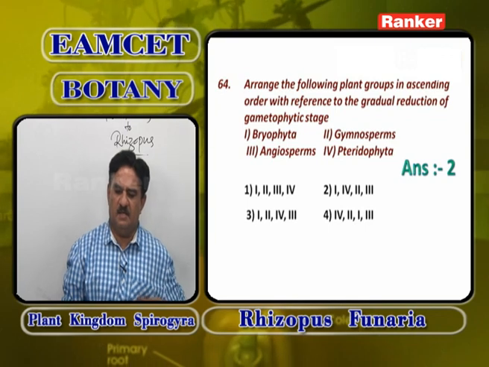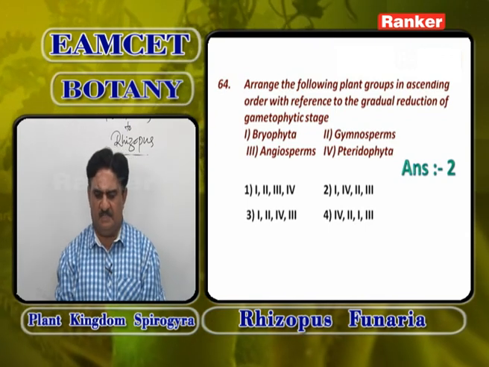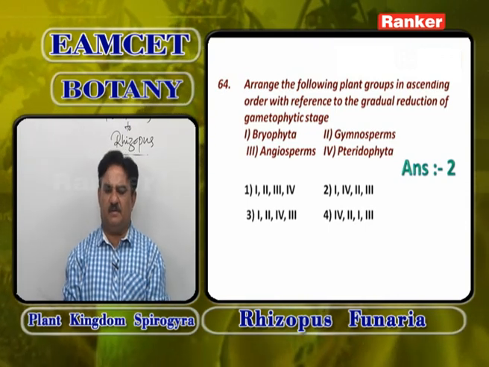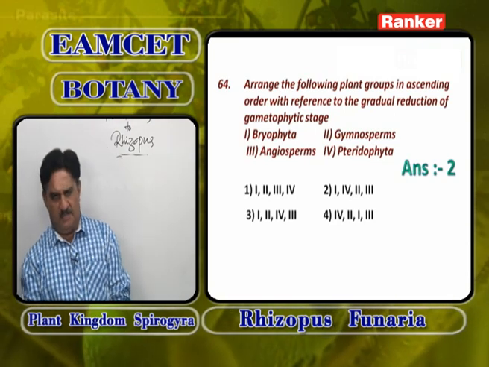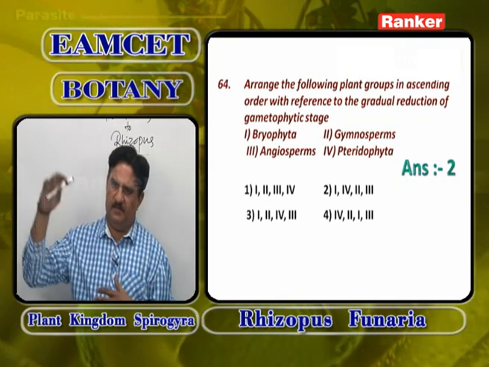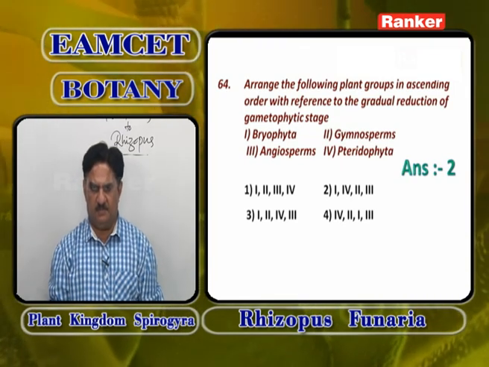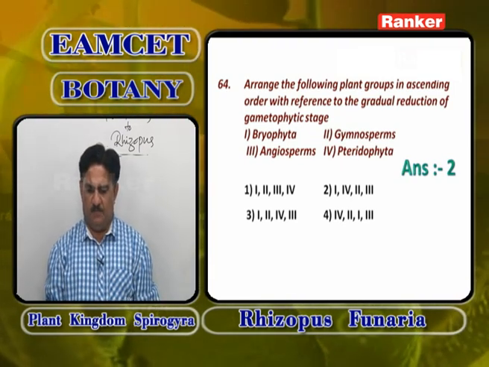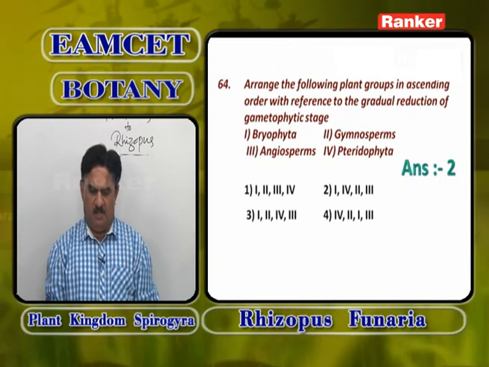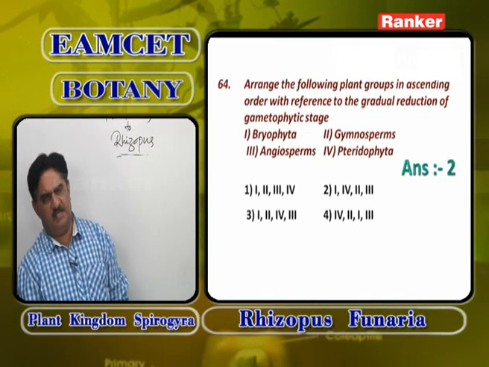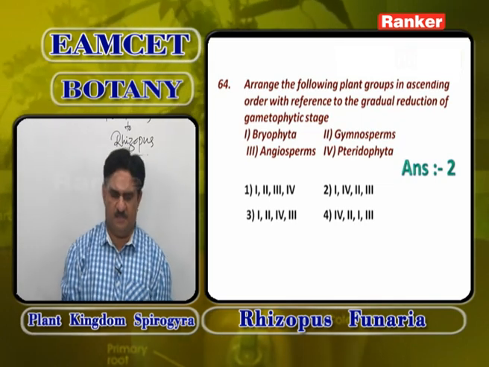So, what is this question? Arrange the following plant groups in ascending order. Ascending order means from lower to higher. That means the gametophyte is present and then the gametophyte is reduced. So, Bryophyta, Pteridophyta, gymnosperms, angiosperms are the plant groups where gradual reduction of the gametophytic stage is clearly observed.